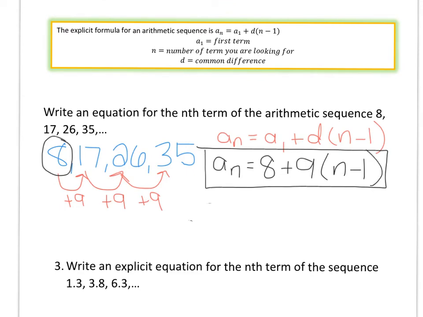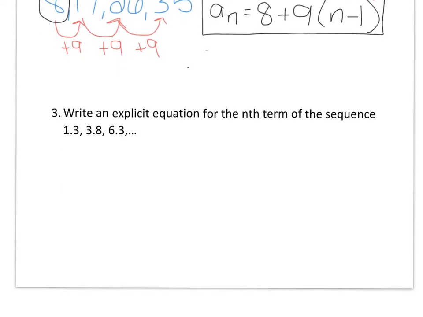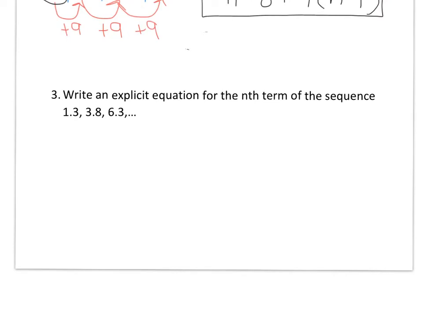Alright, let's look at the next one. It says write an explicit equation for the nth term of the sequence 1.3, 3.8, and 6.3. So how can we go from 1.3 to 3.8? We can add 2.5. How can we go from 3.8 to 6.3? We can add 2.5. So this is going to be an arithmetic sequence because we're adding the same number to get to the next term.